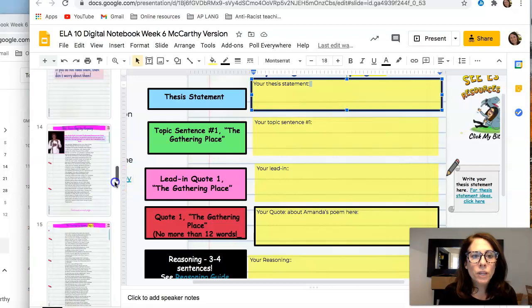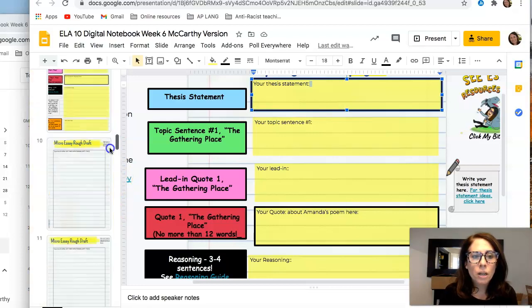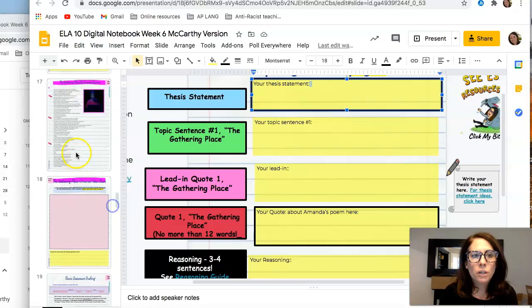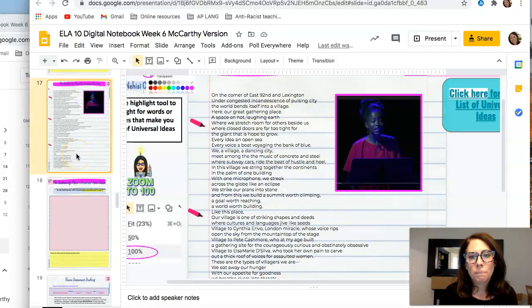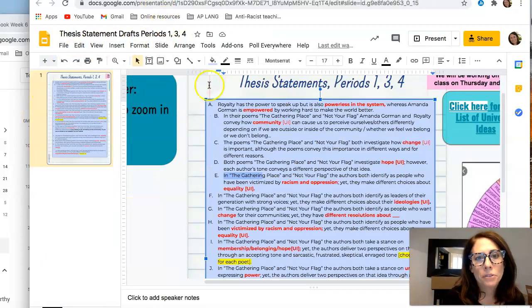And see how I'm moving up and down on this left-hand bar? You can do that with your cursor. You want to go to page 17. So this is the first text. This is the first paragraph in our micro essay, all about this poem with the focus of the universal idea that you found, that you're comparing in your thesis.